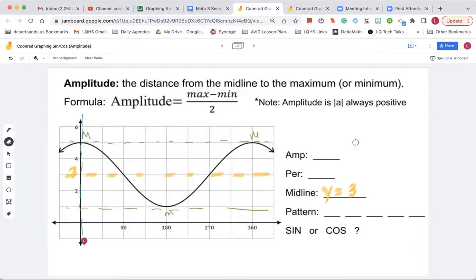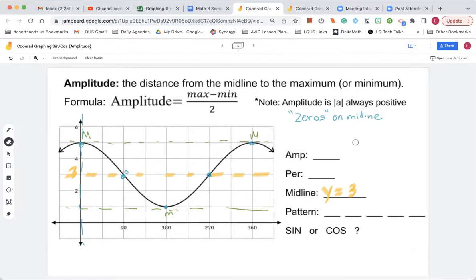You're always going to start at 0 because we're not doing any phase shifting this year. And then it goes max, here's your 0, here's your minimum. So you kind of identify those 5 critical points. The zeros, listen to me, kids, write this down. The zeros of this pattern are always on the midline. That's why I find the midline first.